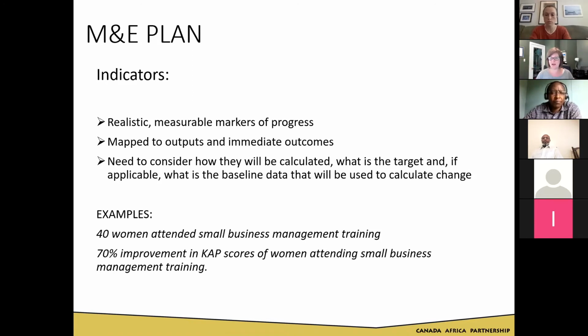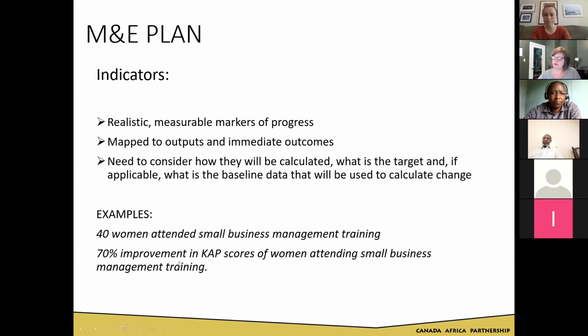at the immediate outcome level. At the output level, indicators are very easy. Output level indicators are really about things being completed. So if you have, using the training example, you might have an indicator that says, 40 women attend a small business training, and you use your attendance sheet to say, yep, in fact, 41 women attended that training. Done. Okay.